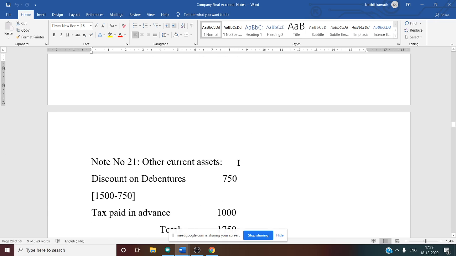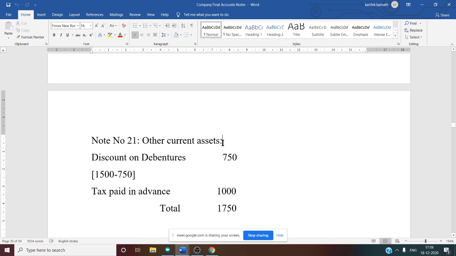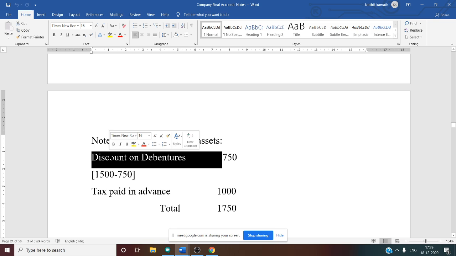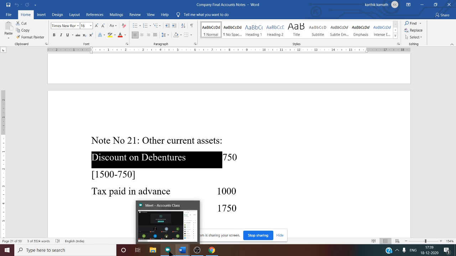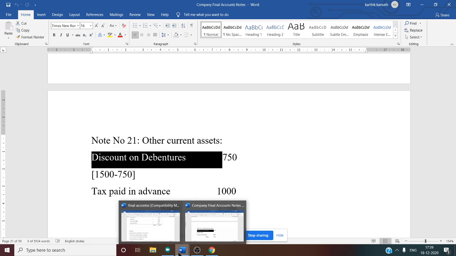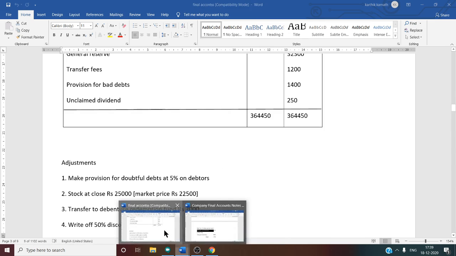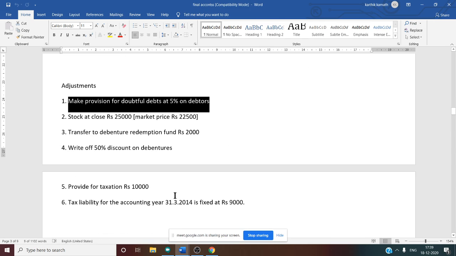Last working note of the problem, that means last working note of the balance sheet. Before, we calculated working notes for the profit and loss account, 9 working notes. 9 plus 21, total 30 working notes. So now other current asset, one piece of information we have to write, discount on debenture. For discount on debenture, there are certain adjustments that we have to see. So let us see the question. Once again we have to see the question and its adjustments.